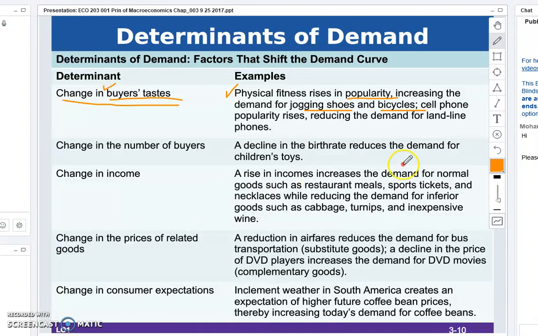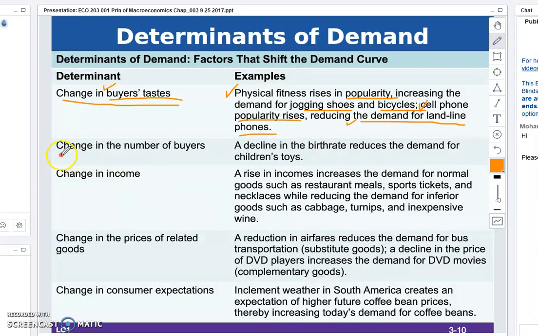The next example, cell phone popularity rises. So consumers start to buy more cell phones. As a result, demand will increase, and that will shift the demand curve for cell phones to the right. On the other hand, when consumers buy more cell phones, demand for landlines will decrease. They don't use landlines so much anymore. As a result, when demand for landlines decreases, the demand curve for landlines will shift to the left.